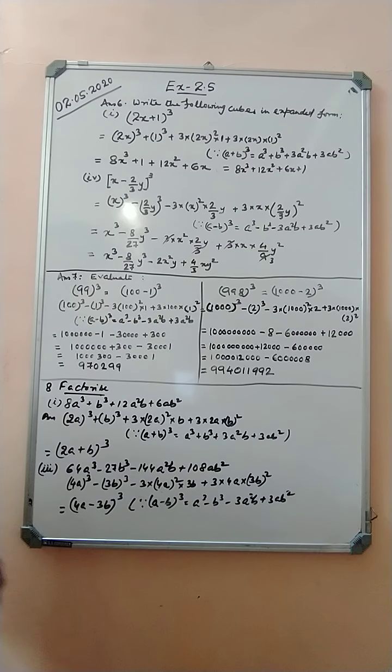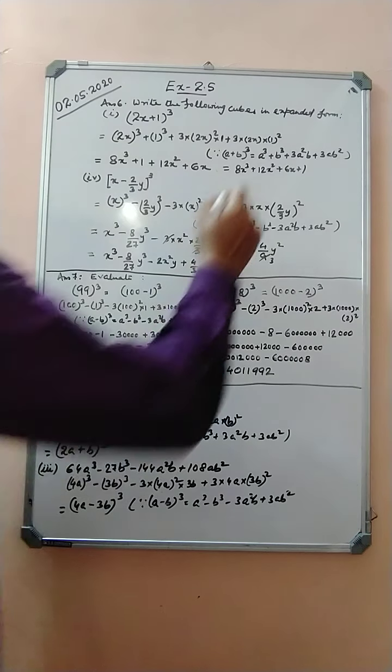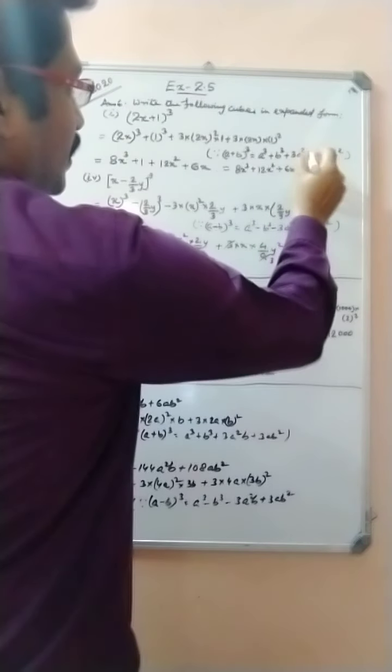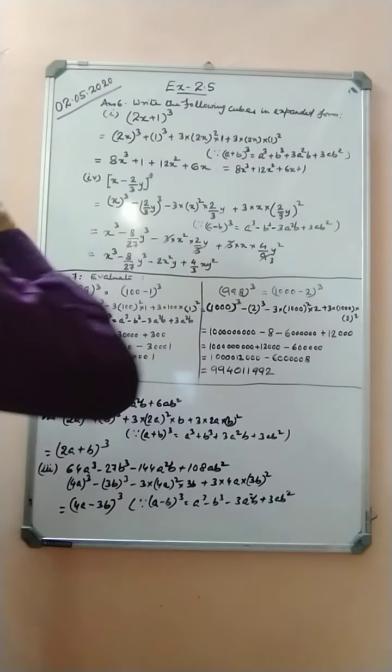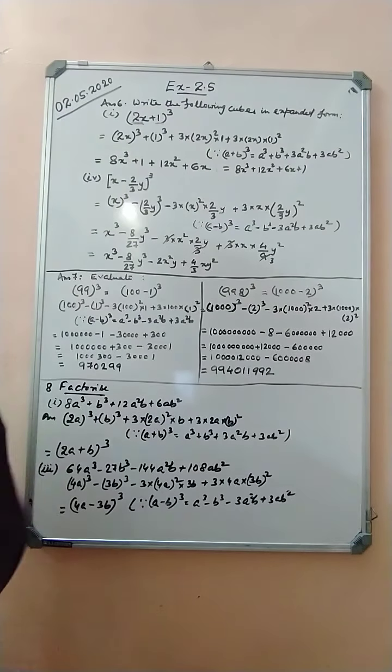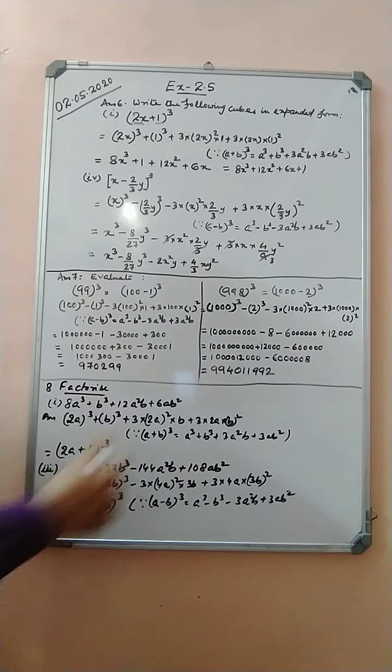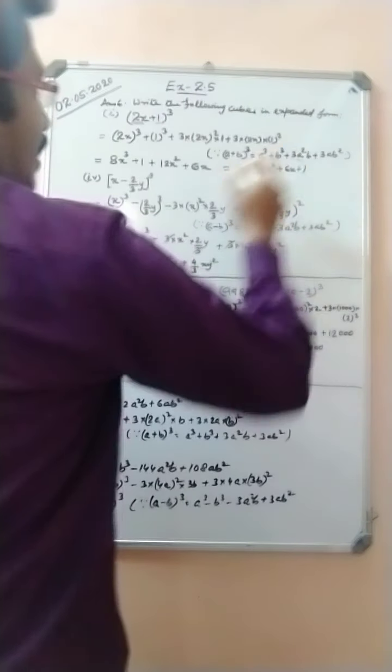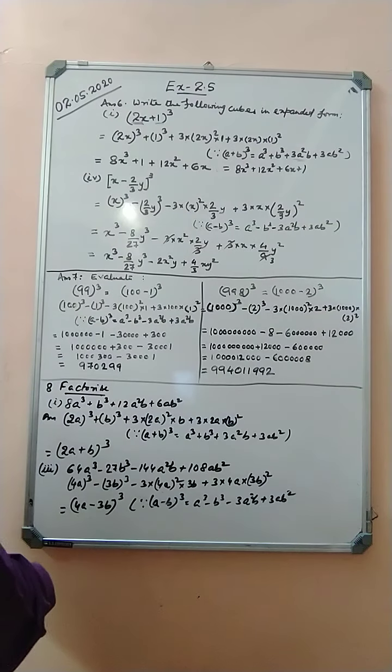Students, we know that the (a plus b) whole cube formula is a cube plus b cube plus 3a square b plus 3ab square. Here a is 2x and b is 1. So it is (2x) cube plus 1 cube plus 3 into (2x) square into 1. We are just using the formula, plus 3ab square.